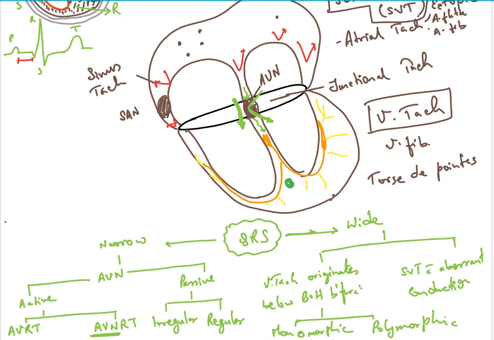So Oviru, can you tell me what do you mean by AVRT and what do you mean by AVNRT? Like only, let's say, the full form. AVRT is atrioventricular reentrant tachycardia and AVNRT is atrioventricular nodal reentrant tachycardia.